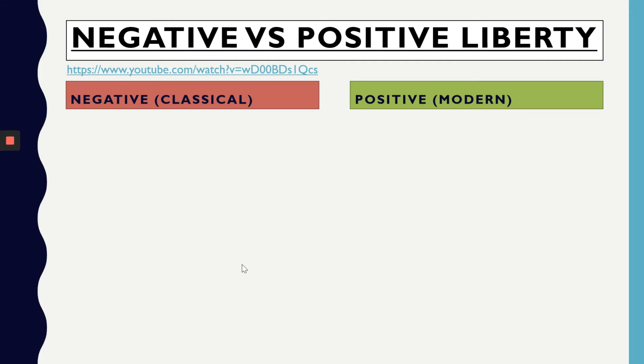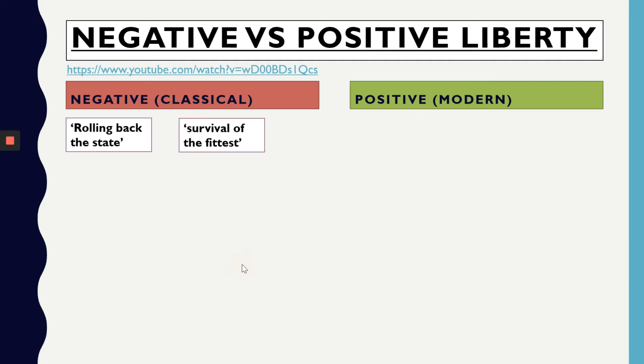So the examples of negative or classical liberalism: rolling back the state. This is a phrase that is mostly associated with Thatcherism. So it means withdrawing the state from our lives, essentially, rolling it back. So having less state intervention.